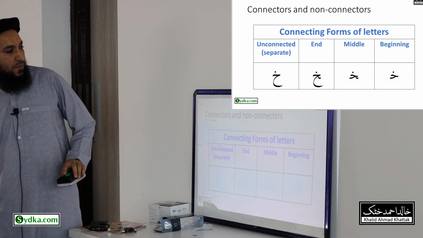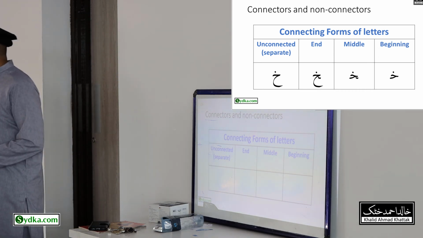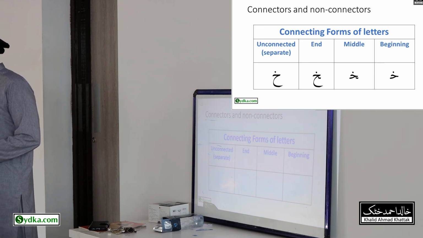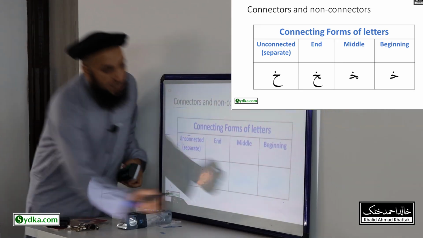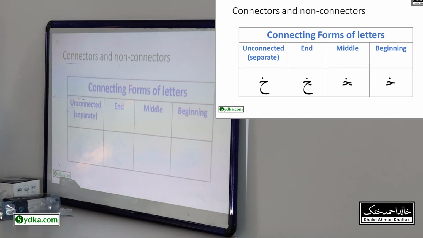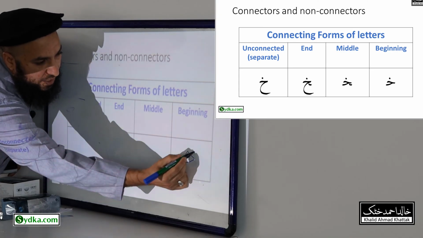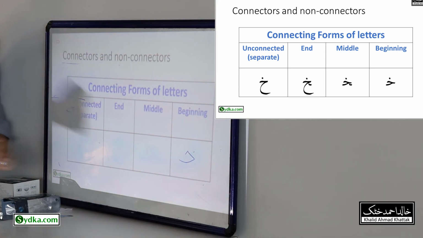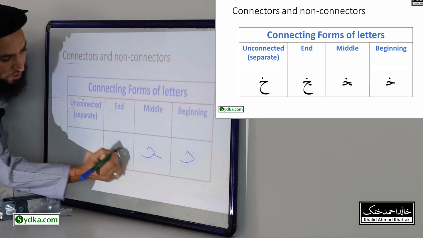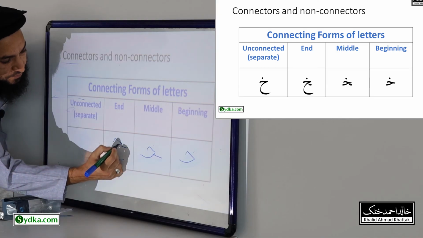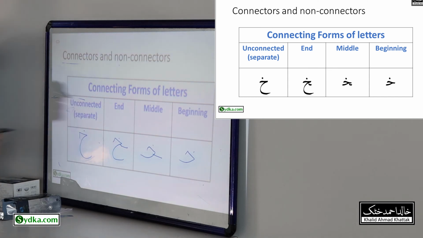Next one. Is it a connector or non-connector? Connector. Why? Because you can use both sides. You can connect other letters with it from both sides. So that's, did I do hey? Yes. Okay, that's hey from beginning. When it comes in the beginning of a word, when it comes in the middle of a word, when it comes at the end of a word, and when it comes on its own.